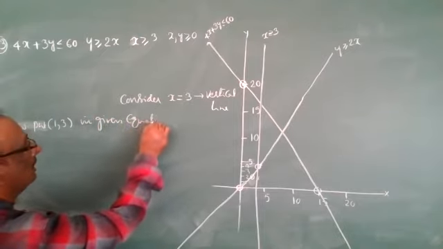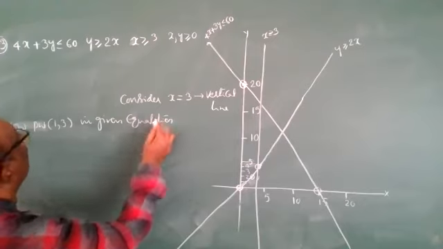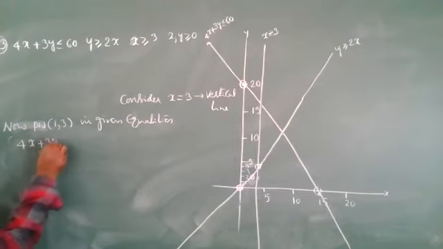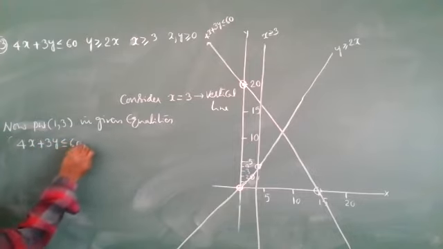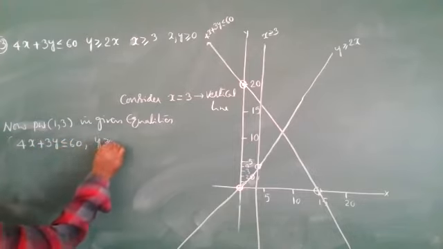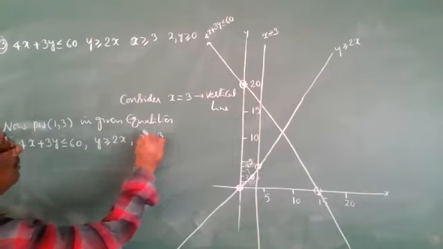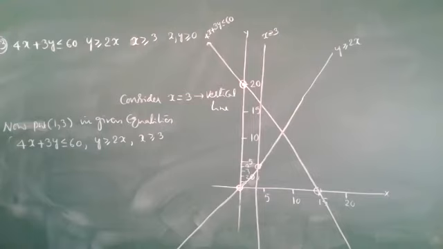What are the inequalities? 4x plus 3y is less than or equal to 60, y is greater than or equal to 2x, and x is greater than or equal to 3. Determine whether this point satisfies them or not.